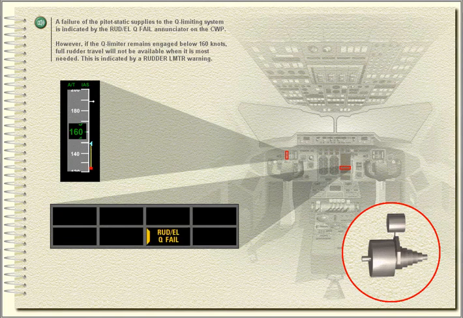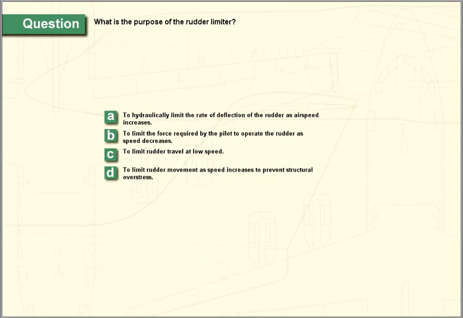A failure of the pitot-static supplies to the Q limiting system is indicated by the rudder elevator Q fail annunciator on the central warning panel. However, if the Q limiter remains engaged below 160 knots, full rudder travel will not be available when it is most needed. This is indicated by a rudder limiter warning. What is the purpose of the rudder limiter?